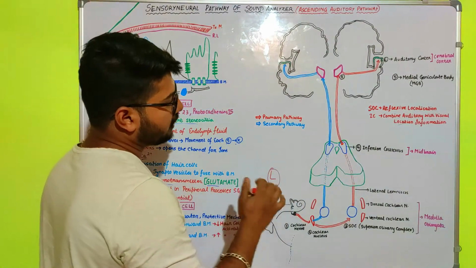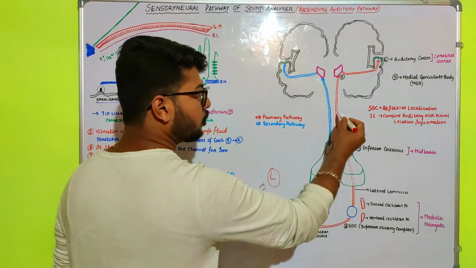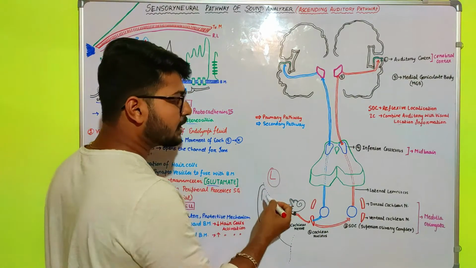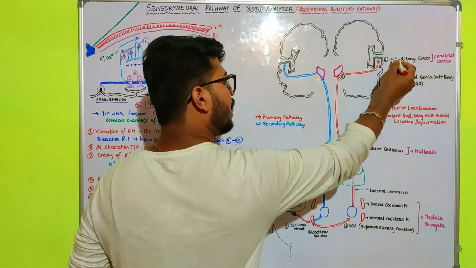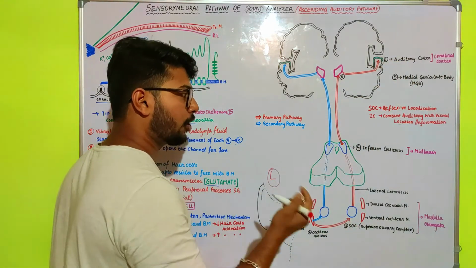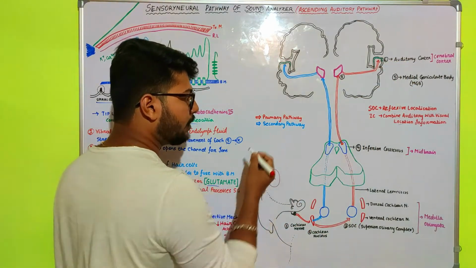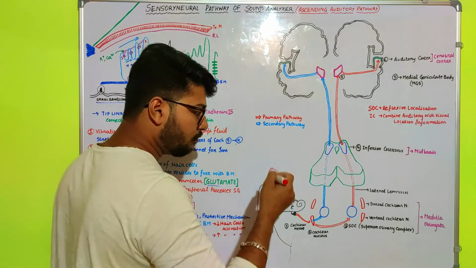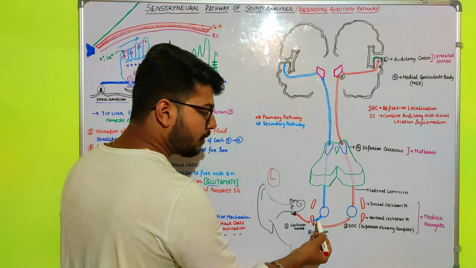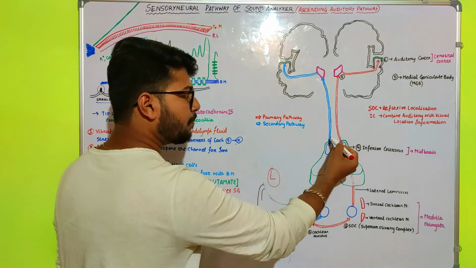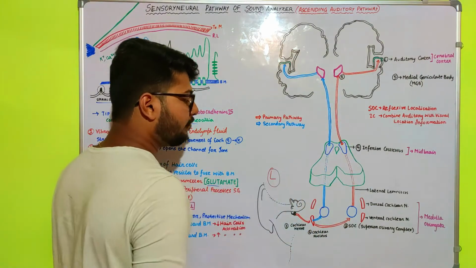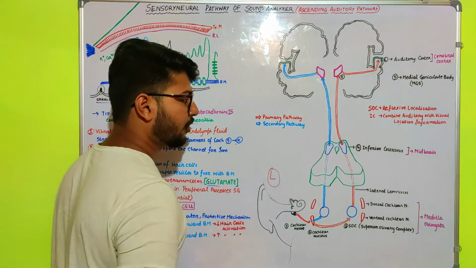Okay, so this is the major pathway through which the left ear is going to send the information to the right auditory cortex. This is the primary pathway, and along with that some information is going to travel through the secondary pathway to the left auditory cortex.